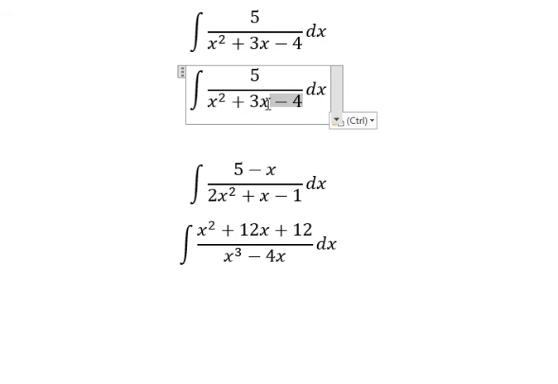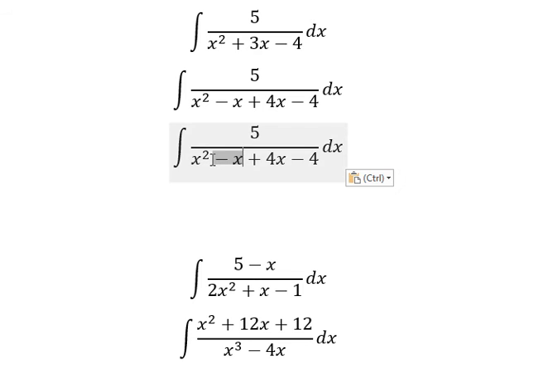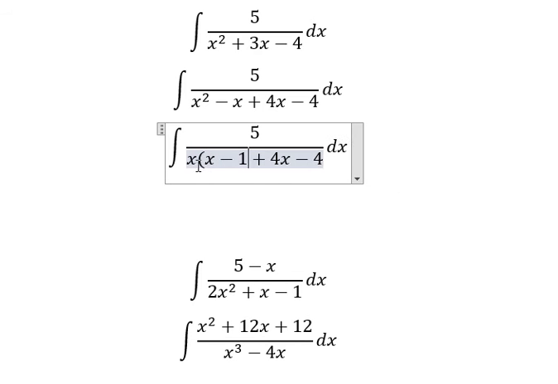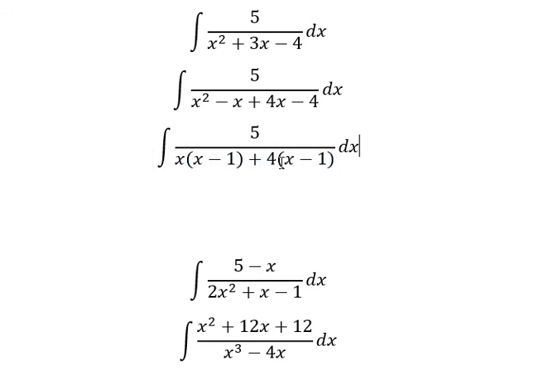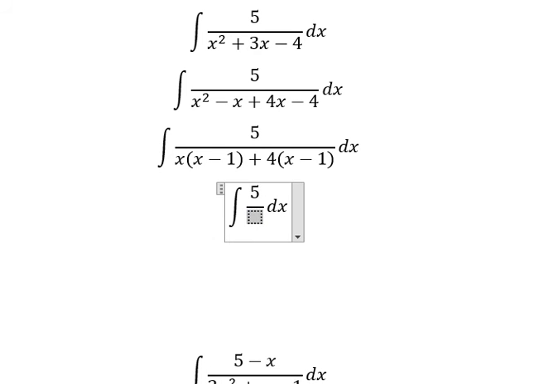We need to use factorization of this one in here. About 3x, we can put it into 4x minus x, because 4x minus x you get 3x. Next, we can do factorization by x. We can do another factorization by 4. So we have s minus 1, s minus 1. We can do another factorization.